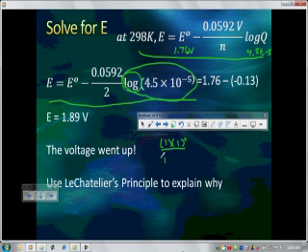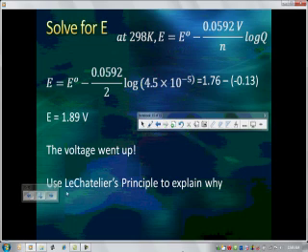Compare this to what we have in our Q from before. Oops, this is times 10 to the minus 2. And see if you can explain, using Le Chatelier's principle, why did the voltage increase for this reaction? I'm not going to do it for you. You get to think it through on your own.